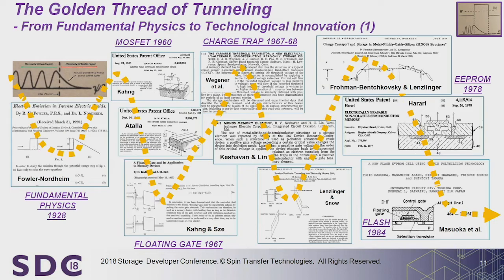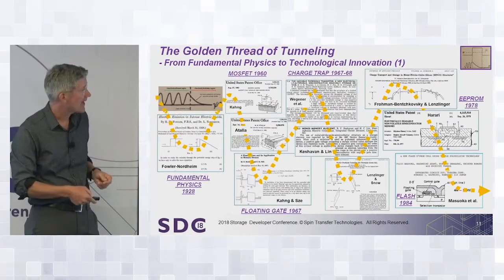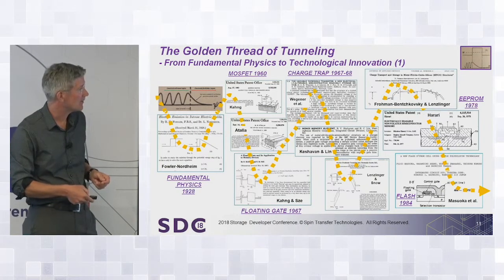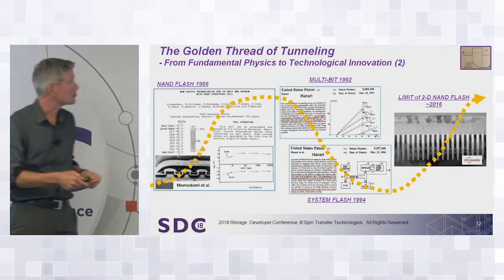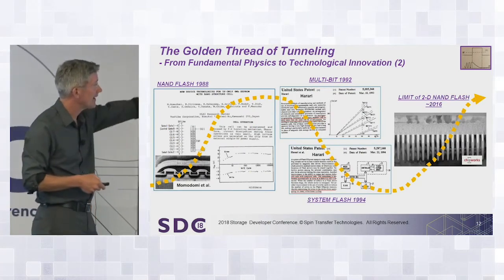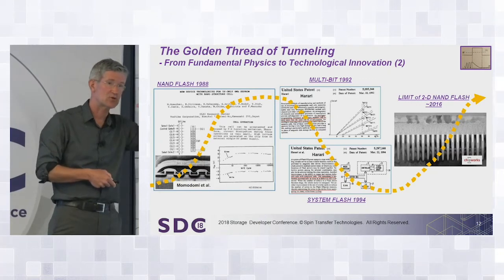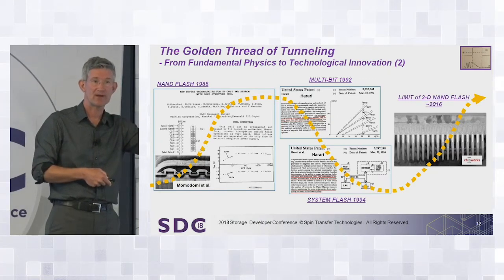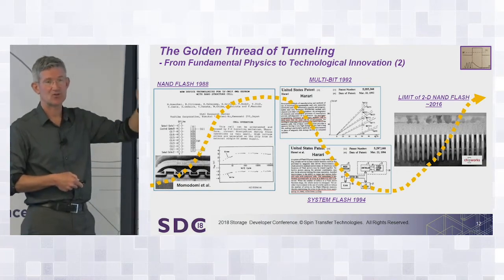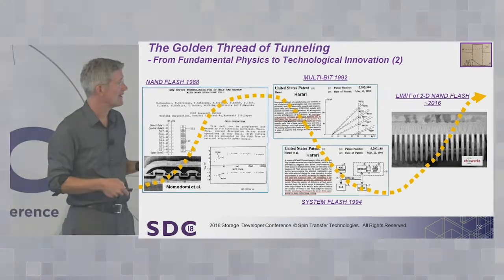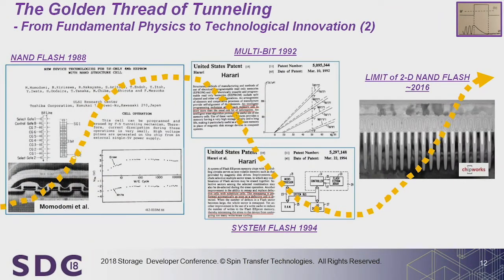Then Masuoka, Toshiba, flash, first flash device, 1984. And you can see where it's going, right? So NAND flash, 1988. The 1988 is the first NAND flash that used tunneling for both program and erase. They tried the year before to use a hot electron injection mechanism, but it never got anywhere. So this was really the first NAND flash. This one is the mother of all that came after it, okay?